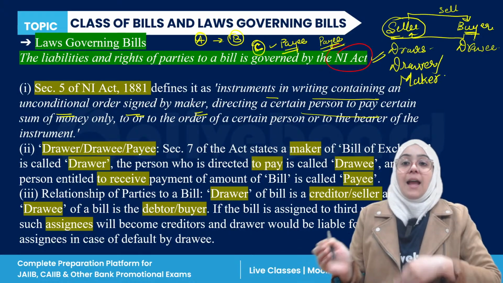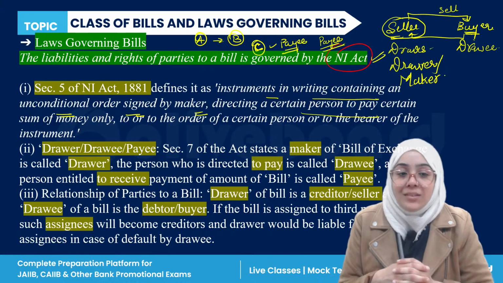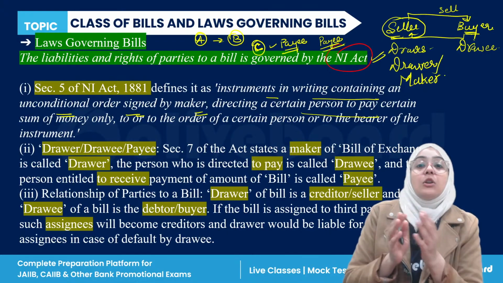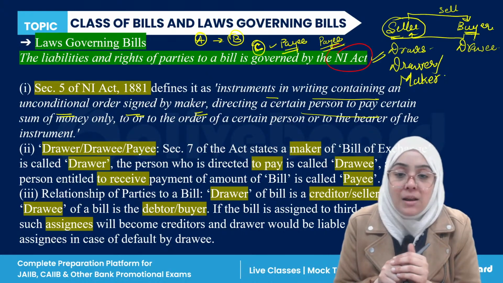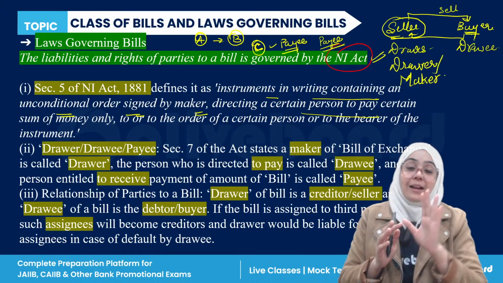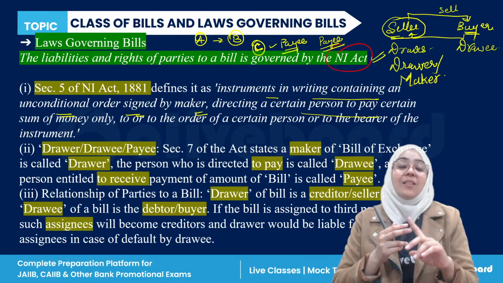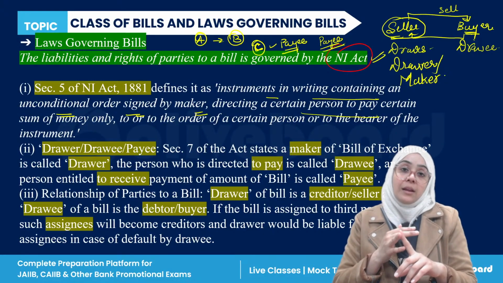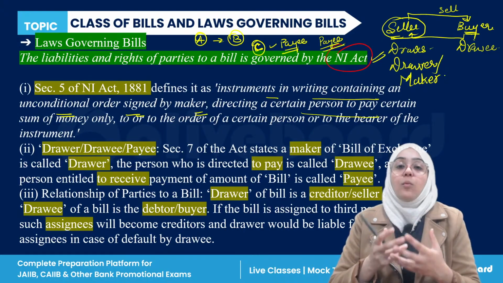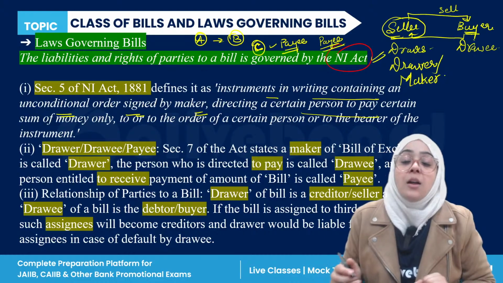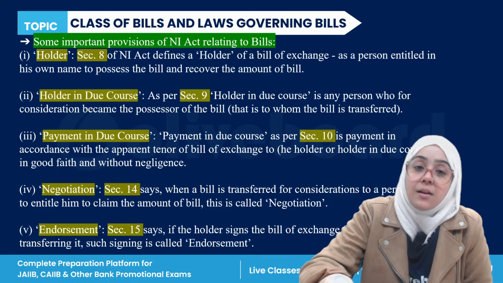So the drawer, meaning the maker, and the payee can be the same person, or they can be two different persons in the bill of exchange. So a bill of exchange has actually three parties. Sometimes it has two parties, sometimes it has three parties. There is a payee, there is a drawer, there is a drawee, right? And the payee can also be the drawer, meaning the maker. Clear?